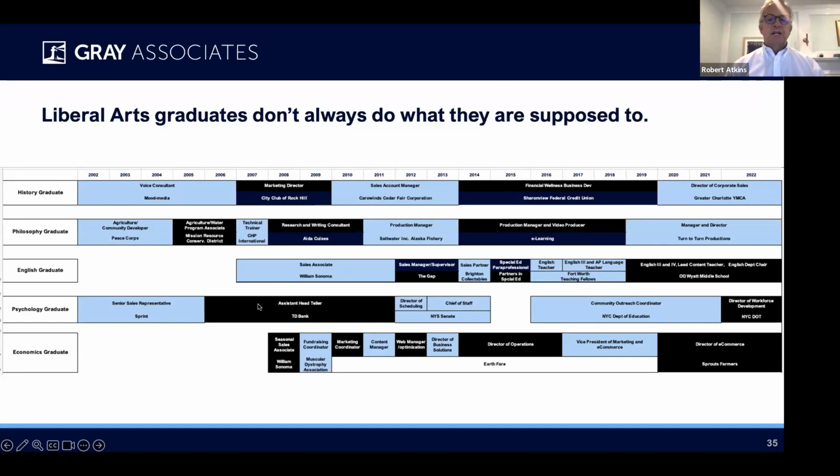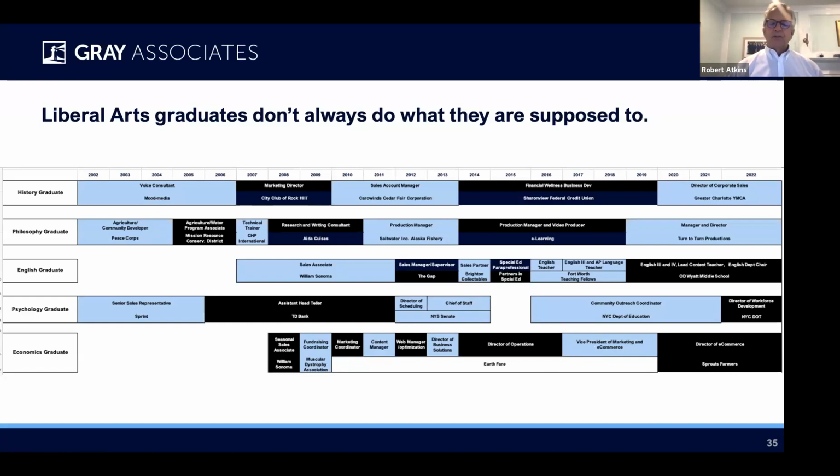Psychology also started in sales. Tough sled here, almost 10 years in. They're still a teller, but then they found what they like to do in the New York State, became a director of scheduling, a chief of staff, community outreach coordinator, and reached the level of director of workforce development in New York City. So ultimately found a good spot. Notice there's also a year of unemployment sprinkled in. And finally, our economics graduate looks as though they've done the best financially. They stuck with one company for the longest of anybody on this list. All these jobs are with Earthfare, and ultimately became the director of commerce for an organic food producer.